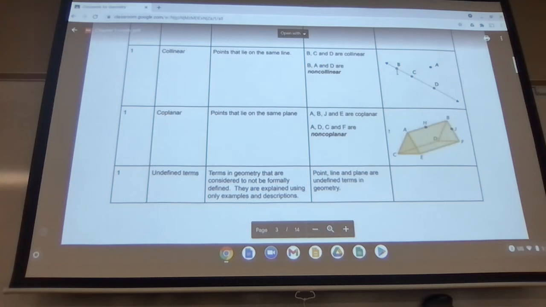We have a picture over here. You've got points B, C, and D. They're all on the same line. Okay, that makes them collinear.